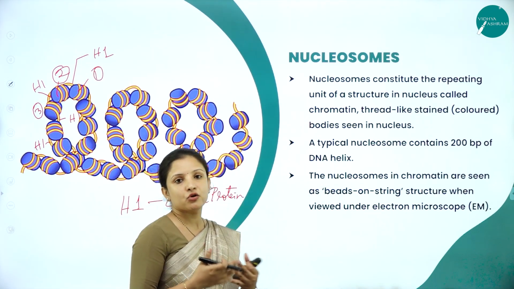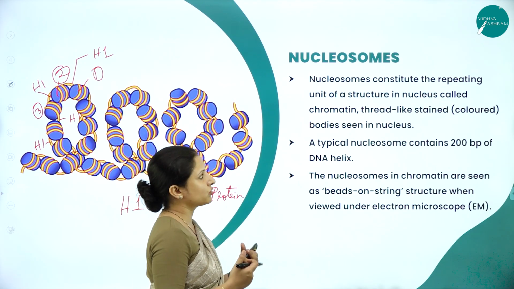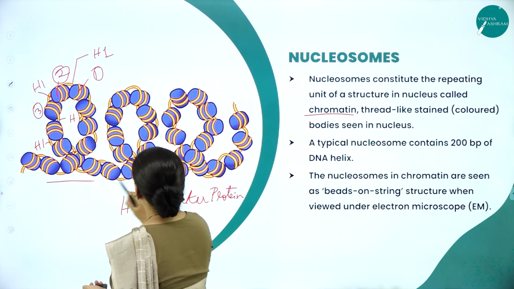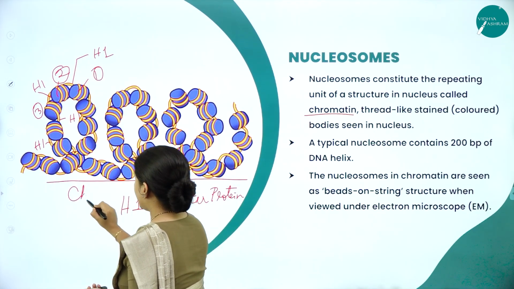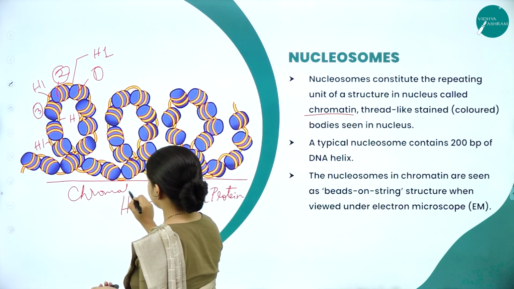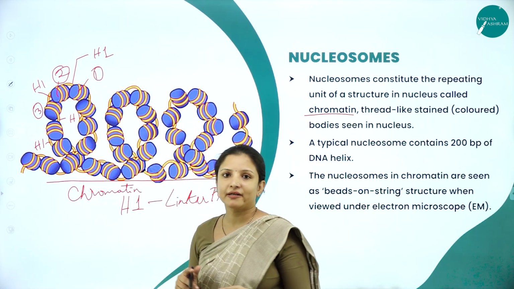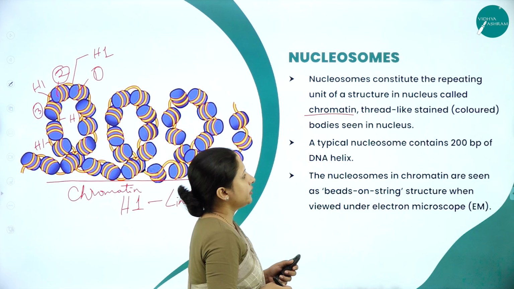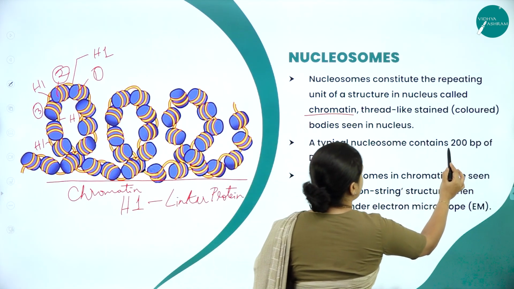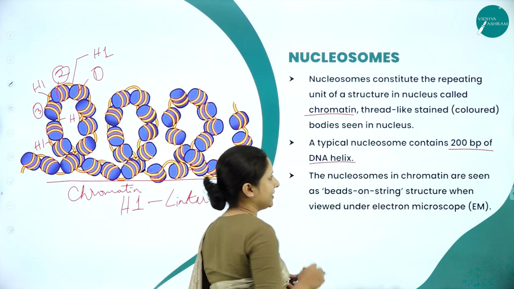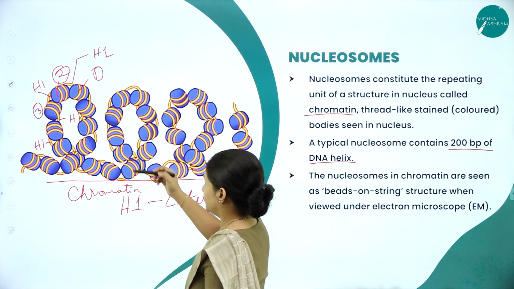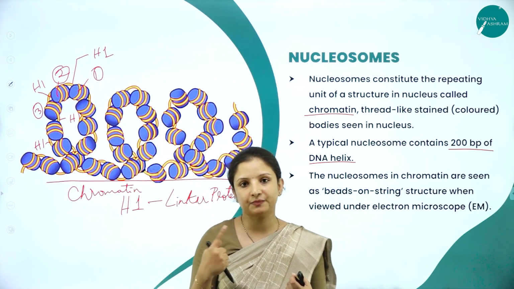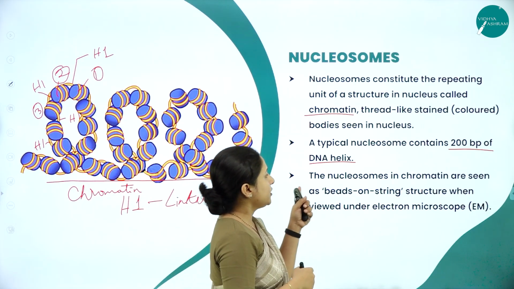So, nucleosomes constitute the repeating unit of a structure in the nucleus, which together we call chromatin. You have studied chromatin fibers and all that in your previous class. A typical nucleosome contains about 200 base pairs of DNA helix. So, around one nucleosome, how much DNA is coiled? 200 base pairs of DNA are coiled.